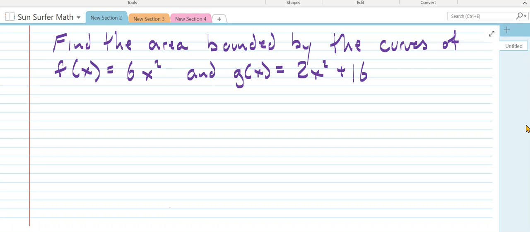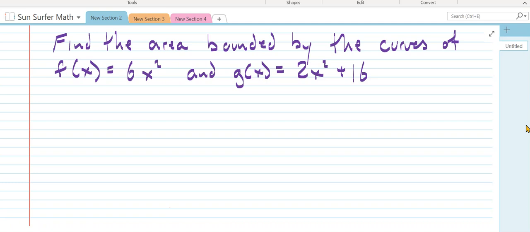In this video, I'm going to demonstrate how Desmos can be used as a tool to verify the work that you are doing by hand when doing a calculus problem. So let's get started. This particular problem is going to be an area between two curves problem. We want to find the area bounded by the curves of f of x equals 6x squared and g of x equals 2x squared plus 16.